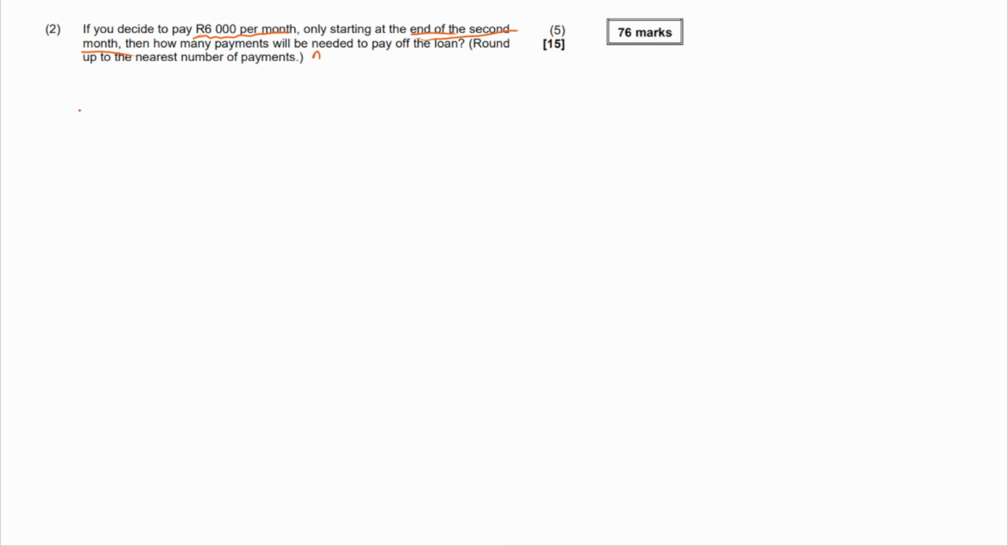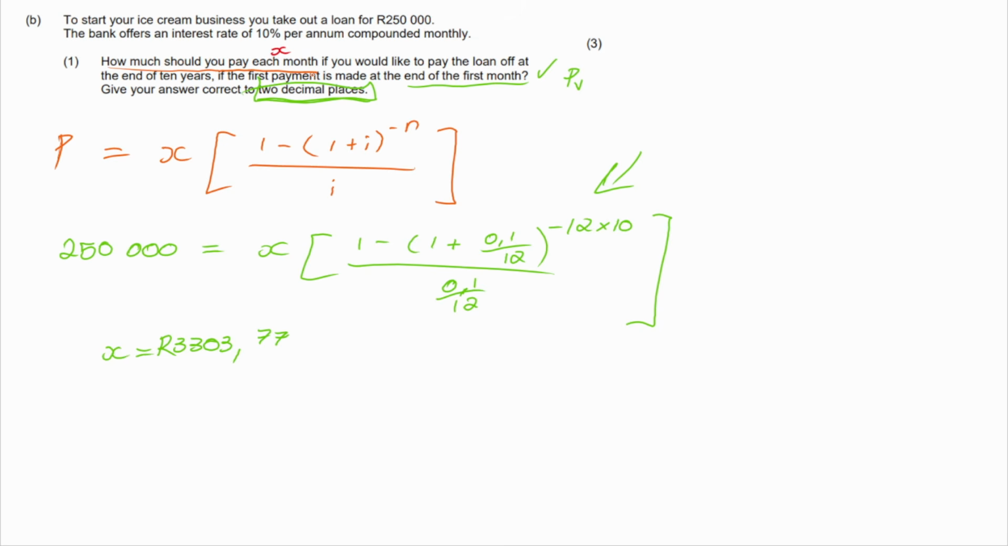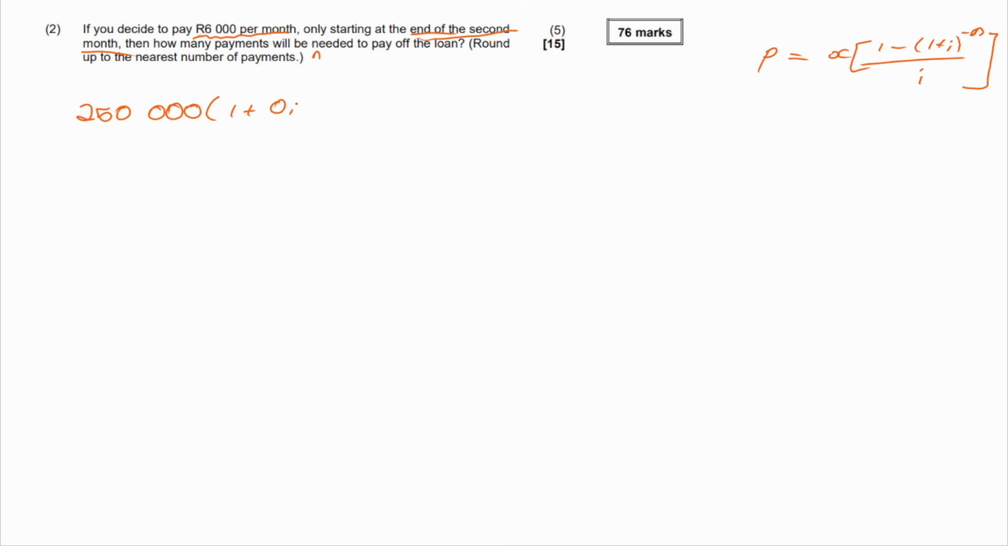We say 250,000. So we're essentially still applying the present value formula, right? So we're still doing present value is x times 1 minus 1 plus I to the negative n over I. Yes, that's the present value. So we're still applying that, but what happens is our present value grows for a month. And it grows with this interest, 10% per annum compounded monthly. So it's 0.1 divided by 12, and then here it is for 1 month, so for 1 time period. That's how much the loan grew.